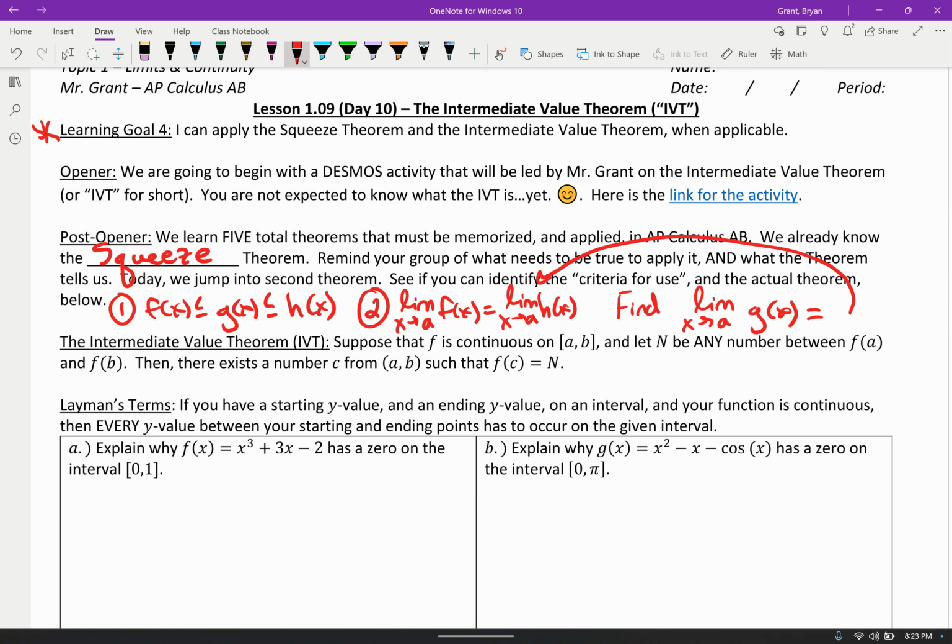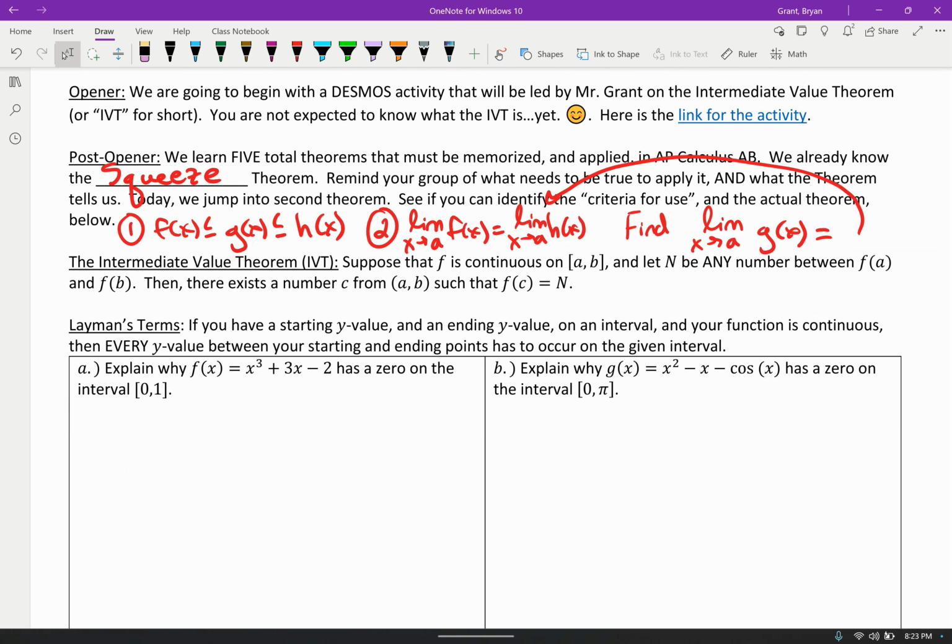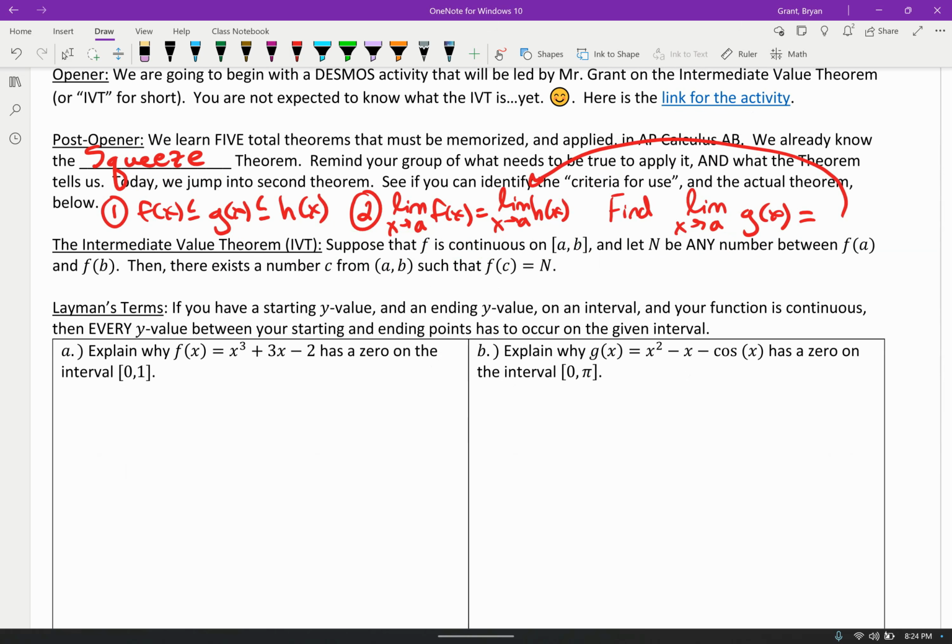Okay? Now, let's go ahead and take a look at the intermediate value theorem. And let's make sure we can identify the criteria that have to happen and what that guarantees. Okay, so the IVT: suppose that f is continuous on the closed interval a to b. Remember, we talked about that closed interval last class. It's nothing we have to prove. It just means you draw a continuous line or curve from endpoint to endpoint. And let n be any number between f of a and f of b. Then there exists a number c on the open interval a to b such that f of c equals n.